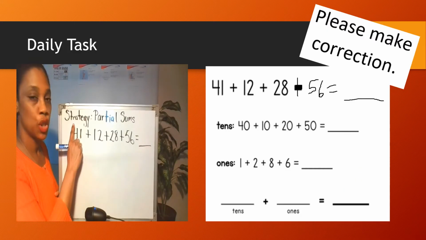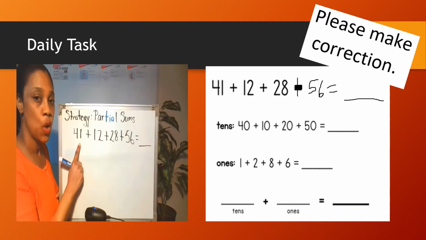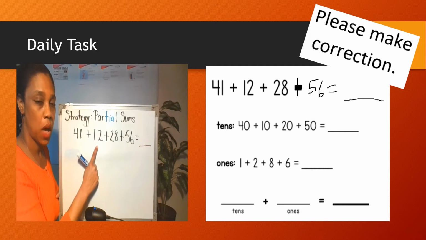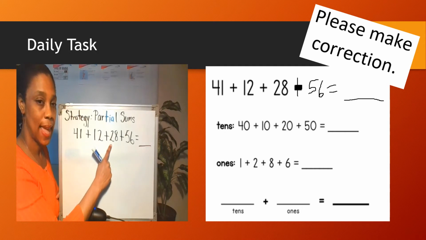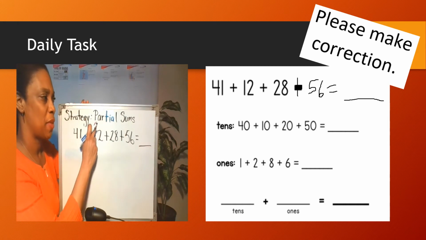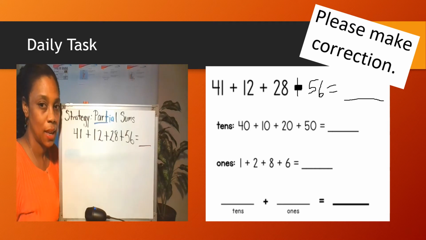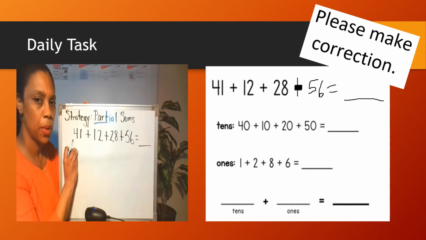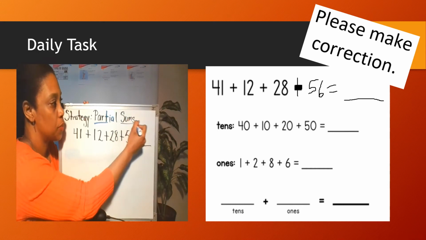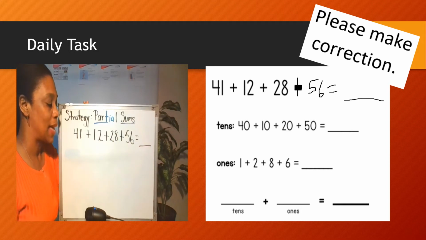Today, we're going to use this strategy called partial sums to help us add 41 plus 12 plus 28 plus 56. When we look at the name of that strategy, partial sums, I see the little small word part in it, which lets me know that I'm only going to use part of the number. So I'm going to be breaking this number down into pieces. Sums let us know that I have to add in order to get to my answer.